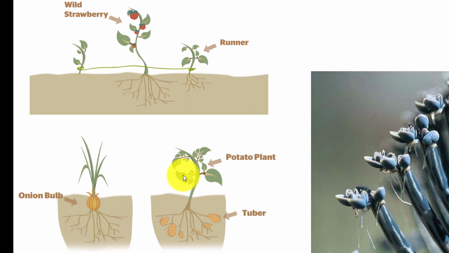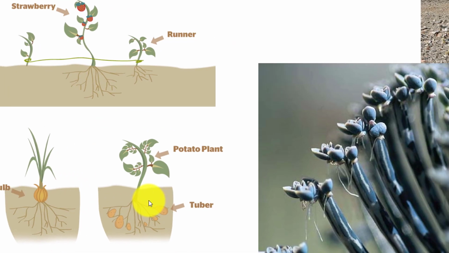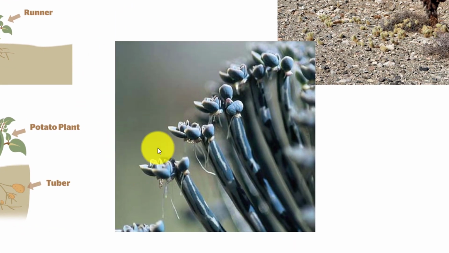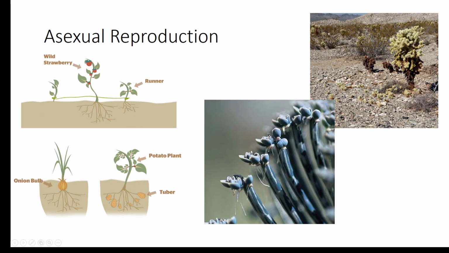Strawberry, onion, and potato are often propagated through asexual runners, bulbs, and tubers. Kalanchoe plants are called maternity plants and reproduce asexually. See the little roots? Seeds are produced by sexual reproduction and can be dispersed over long distances. New plants that are produced asexually are usually not capable of long-distance dispersal.